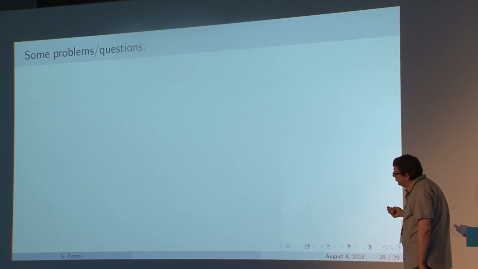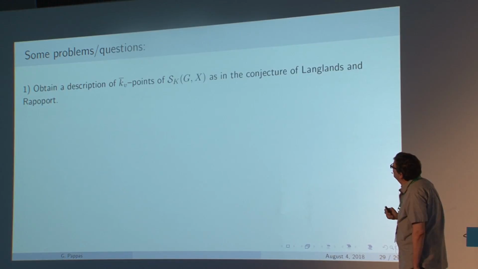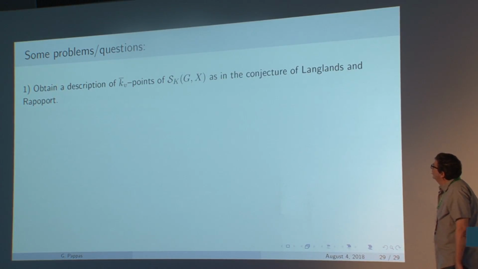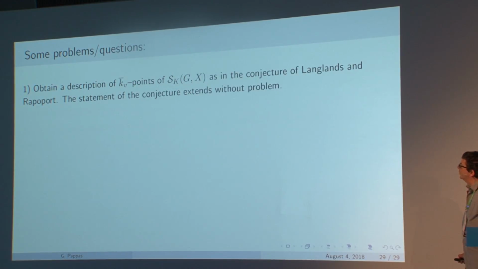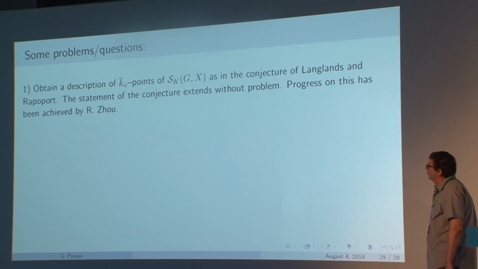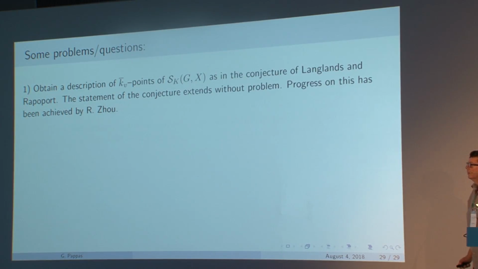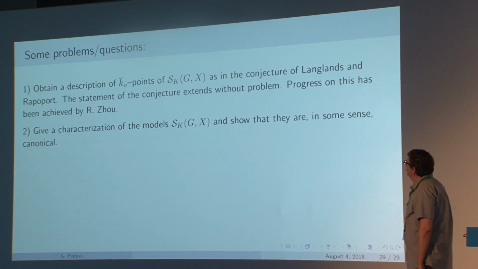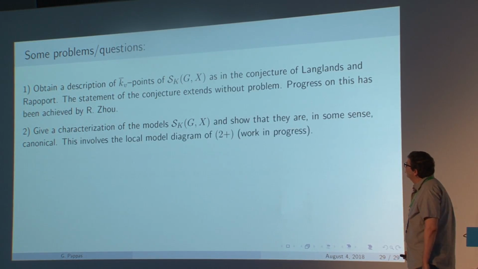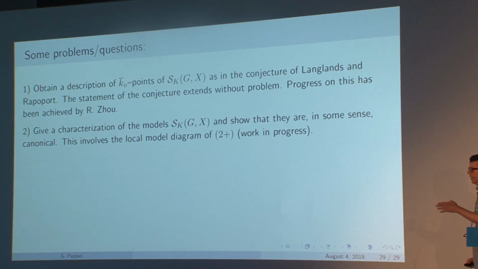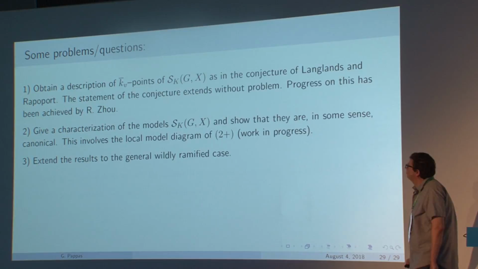And I'll finish, I have a couple of seconds, with some problems or questions. First is to obtain the Langlands-Rapoport conjecture in this case. This is not done. The statement goes through without problem. There is some progress by Stuart, Marx, Kisin, Rong Zhu. And then give an actual characterization of the models and show that they are canonical. And I think that should work if you insist that the local model diagram is exactly as it is.